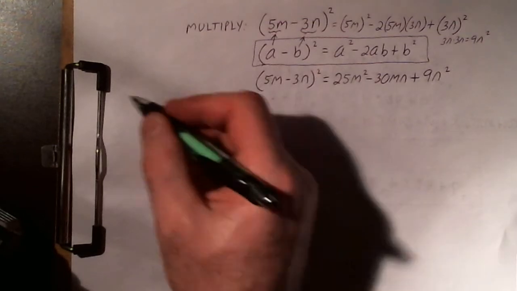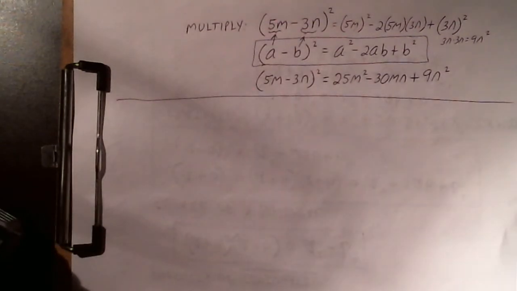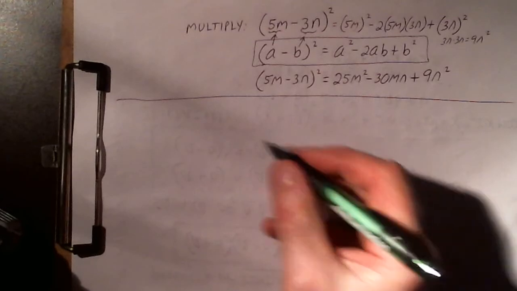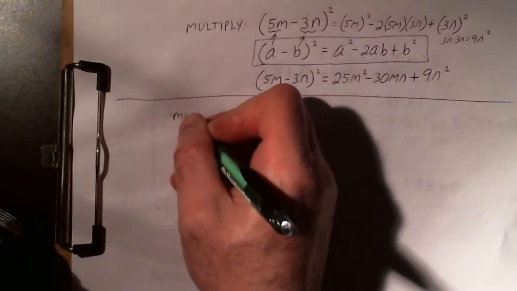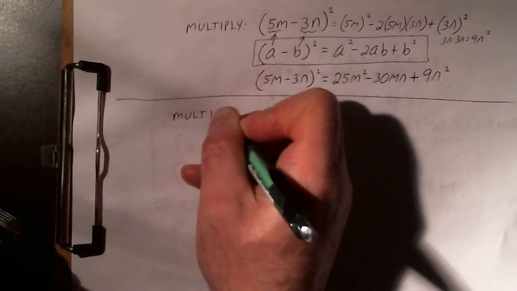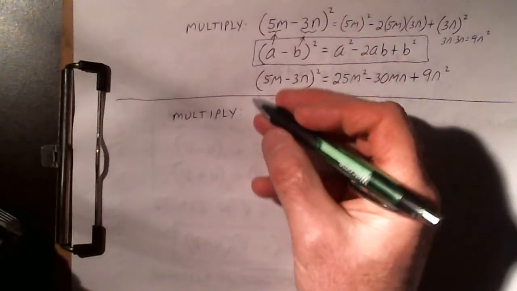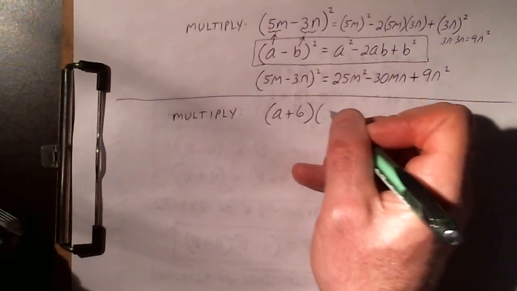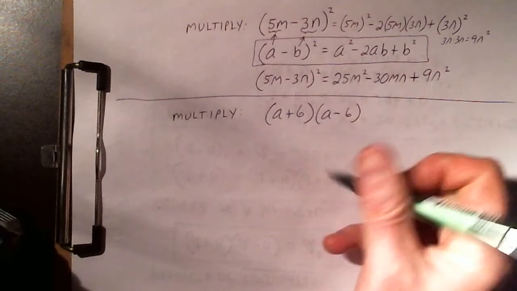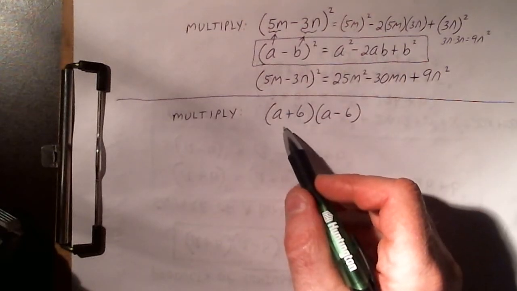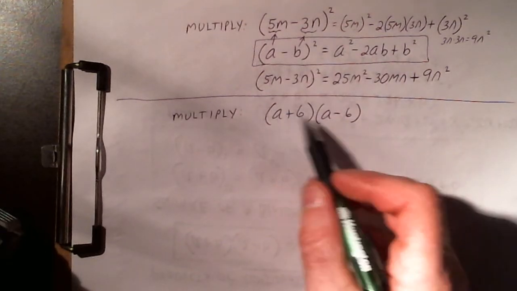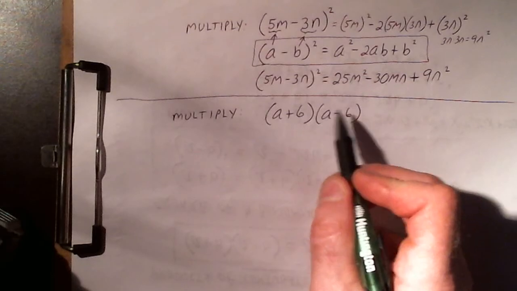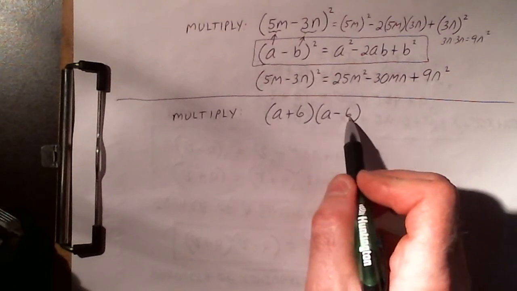All right. To wrap this section up, let's look at multiplying some conjugate binomials together. We'll take a plus 6, and we'll try to multiply this by a minus 6. Now again, you're welcome to do the FOIL method and drag this out the long way. A times a, a times negative 6, 6 times a, 6 times negative 6.